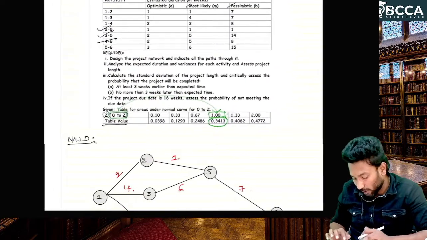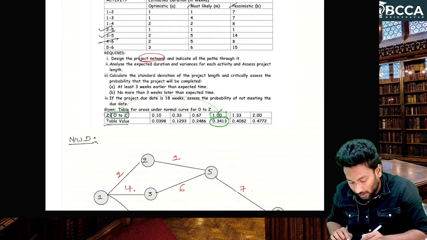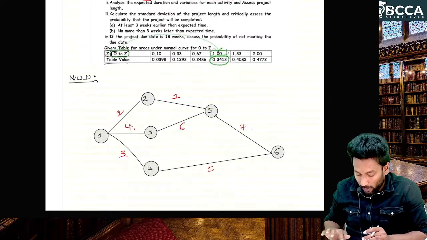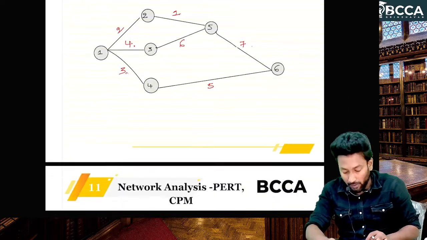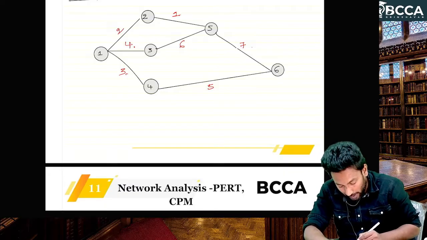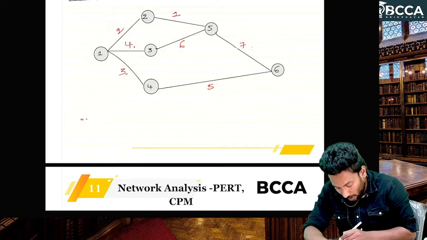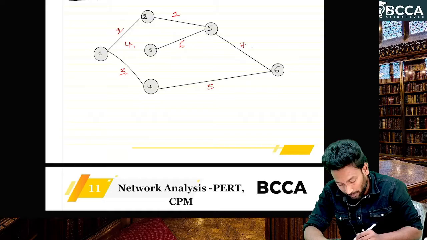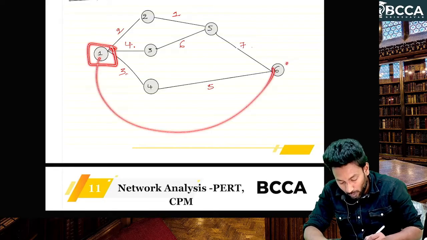Now what they're asking in the question, sir: design the project network and indicate all paths through it. We have drawn the network diagram and we have to identify all the paths through it. How many paths do we have here? We have to reach from 1 to 6.